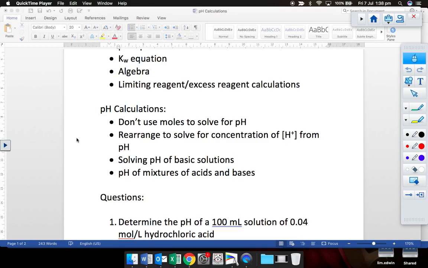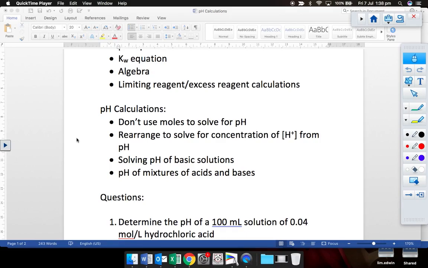It's very often that students will use the number of moles to solve for the pH, but you've really got to remember that you need to use the concentration of H plus to solve for pH. There's way too many times where people have used the moles to solve for pH instead of the concentration. So just please remember that.